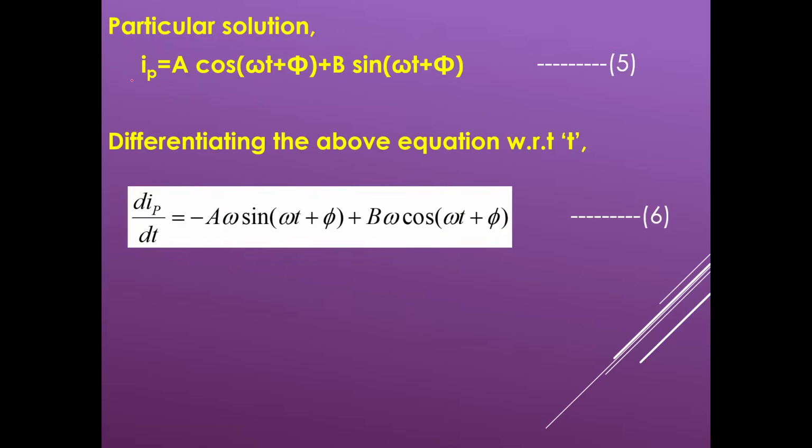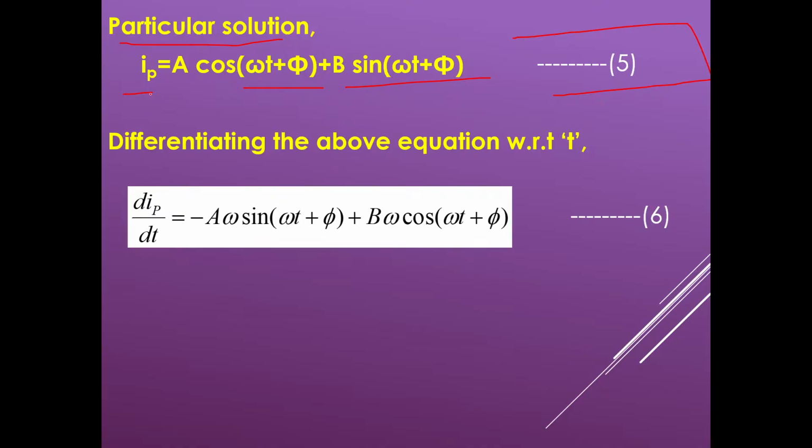So what is the particular part? I_P, the particular part, is A cos(omega t plus phi) plus B sin(omega t plus phi). Simple expression. Consider it as equation number 5. So I_P is equal to A cos(omega t plus phi) plus B sin(omega t plus phi).